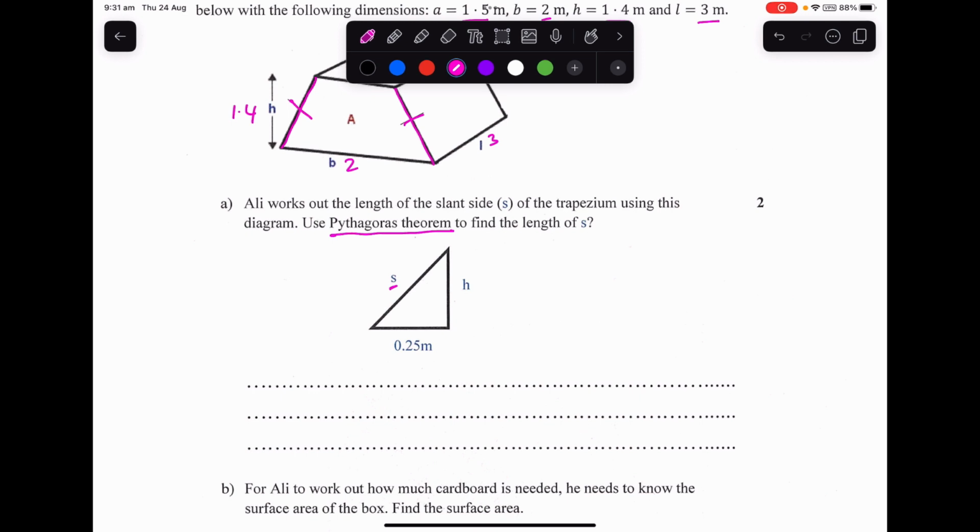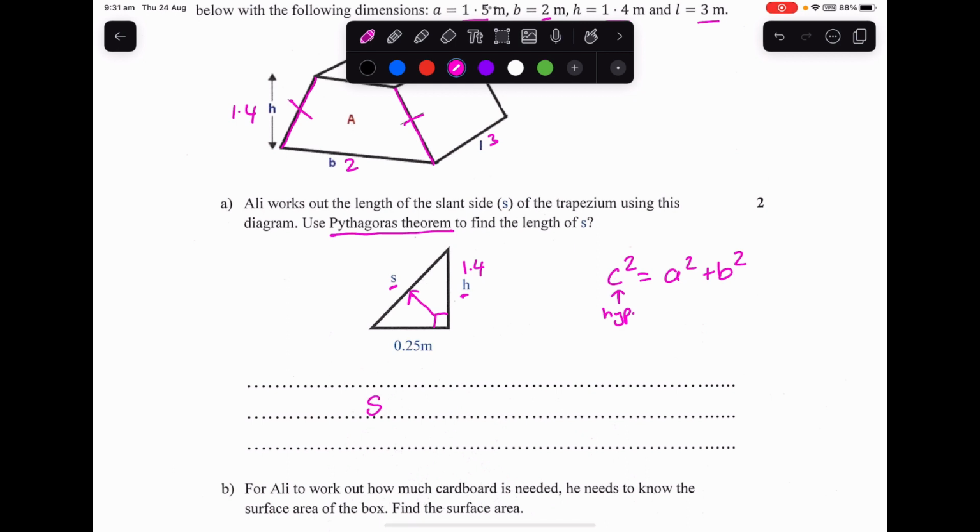Now, we want to remember that Pythagoras' theorem is c squared equals a squared plus b squared. And remember that this one is your hypotenuse. So in this case, we are actually looking for the hypotenuse because we're looking for S. We've got a H here. We know that H is 1.4 because they gave us that information. So we're now going to substitute this stuff in.